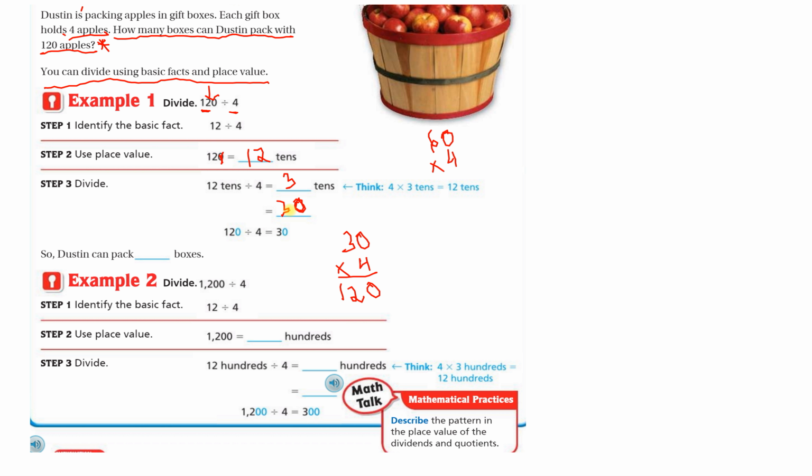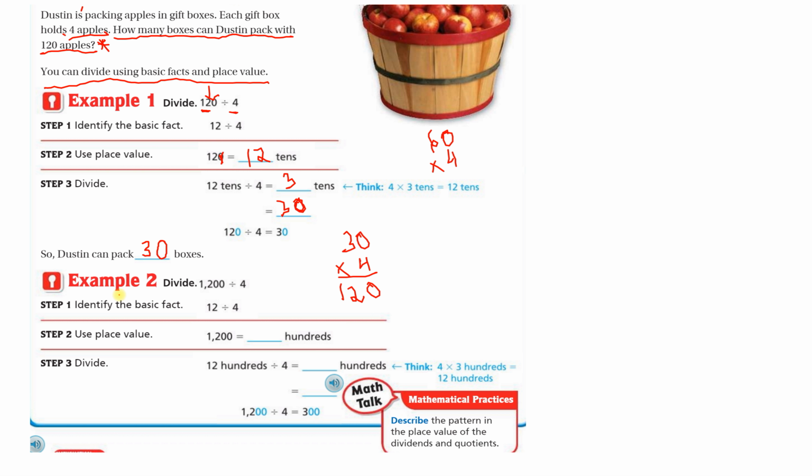So 30 is our answer. And the question was, how many boxes can Dustin pack with 120 apples? He can pack 30 boxes. And each one of those 30 boxes is going to have 4 apples, which gives us that 120 apples.